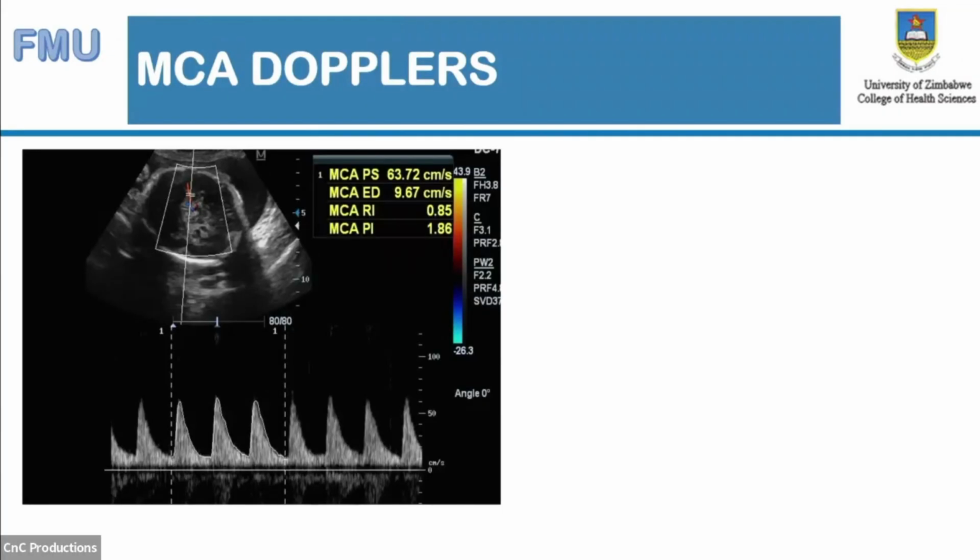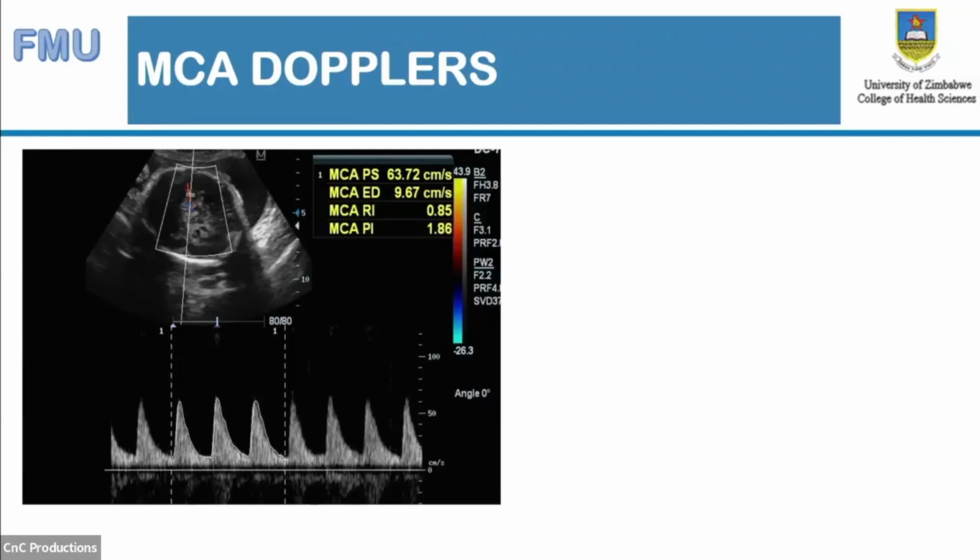I think there was a question which was constantly being asked yesterday, where do you measure the umbilical artery Doppler? You don't measure it at the cord insertion. You measure it on a free loop, which is free floating in the amniotic fluid.